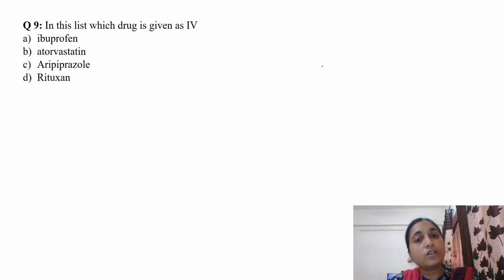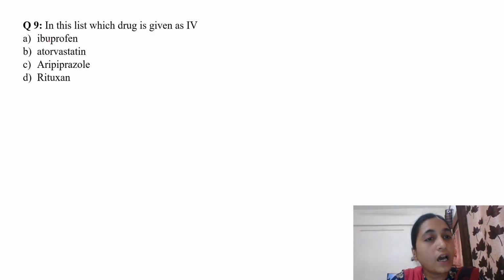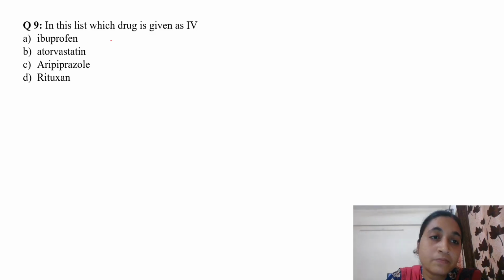So now come to question number 9. In this list, which drug is given as IV? IV means intravenously, as in injection form. So let's come to the options. A. Ibuprofen. B. Atorvastatin. C. Aripiprazole. And D. Rituxan. Ibuprofen, we know, is a painkiller and is used as pills.